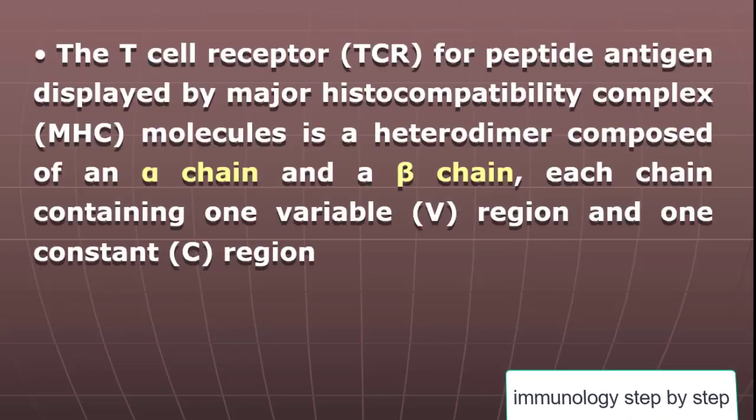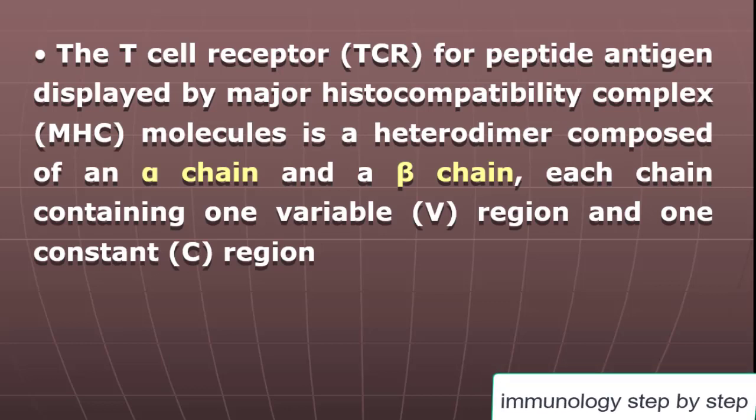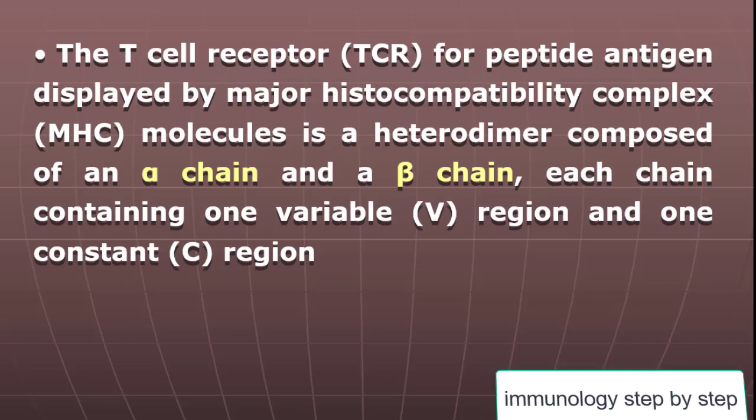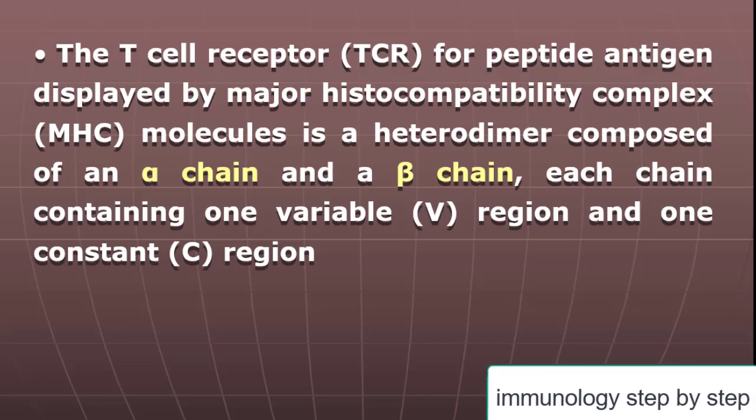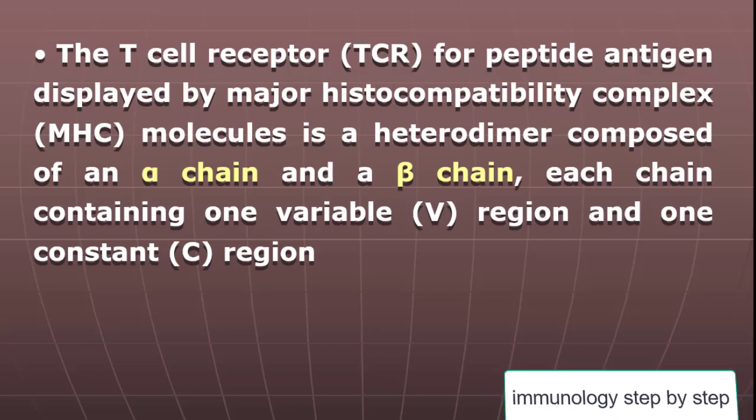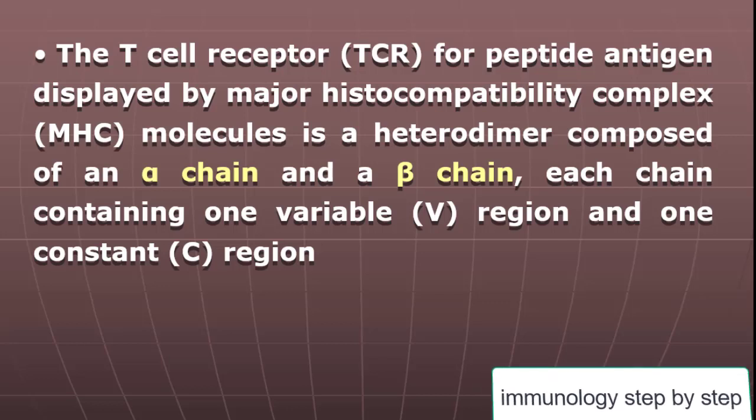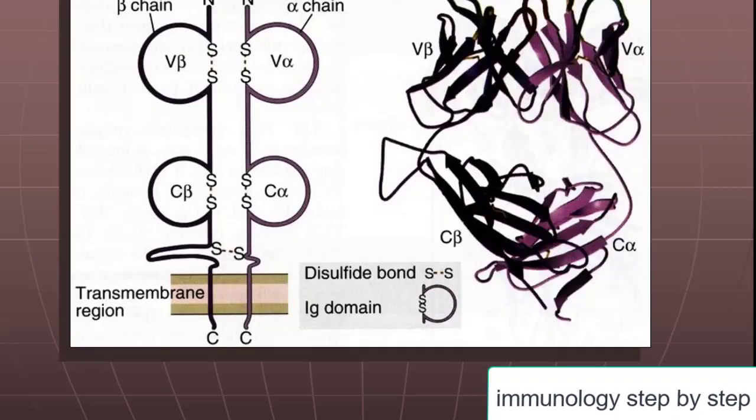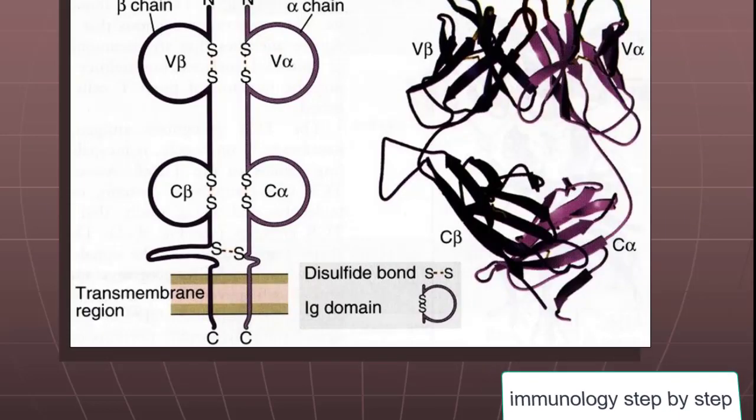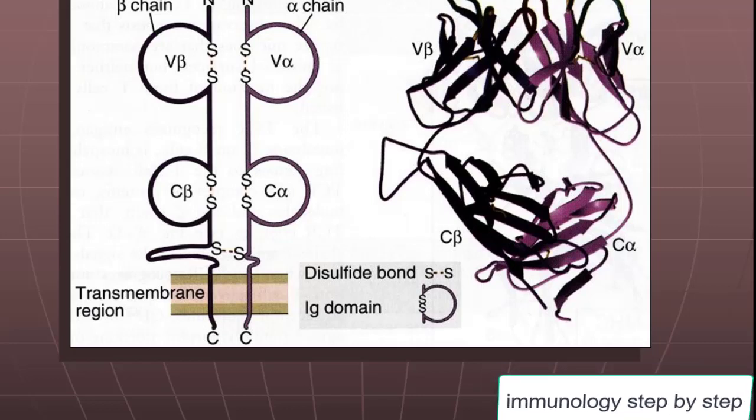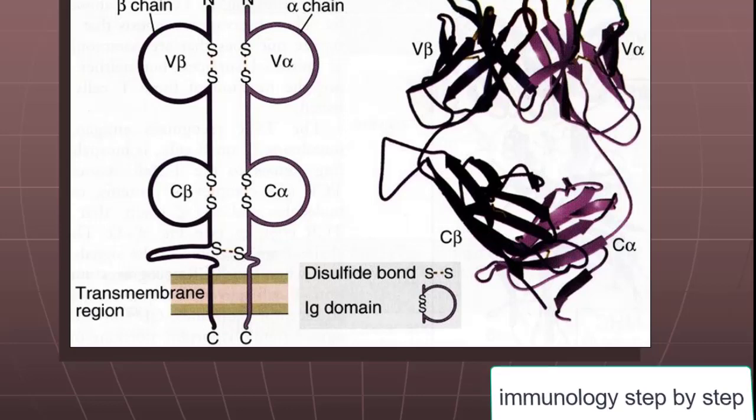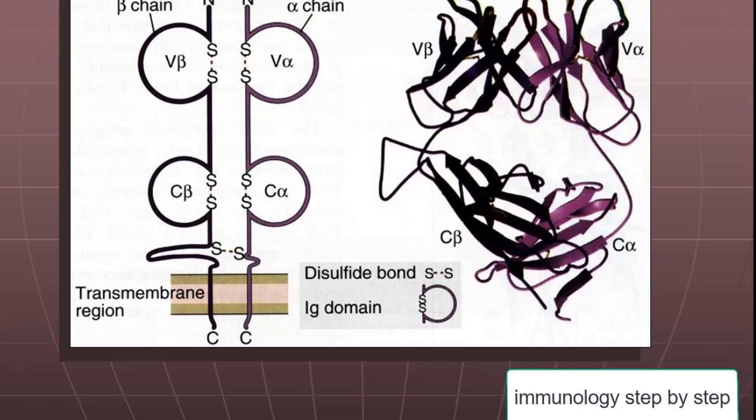T cell receptor, TCR. The T cell receptor for a peptide antigen displayed by a major histocompatibility complex, MHC, molecule is a heterodimer composed of an alpha chain and a beta chain, each chain containing one variable region and one constant region. This is the structure of the T cell receptor and its crystallography on the right: the V region of the alpha chain and beta chain, the transmembrane region, and disulfide bonds.